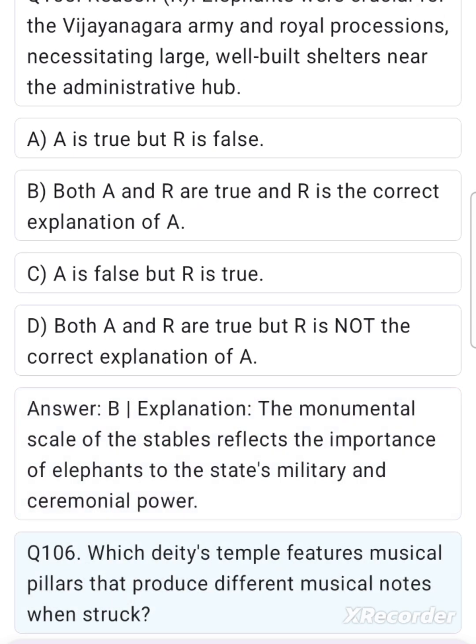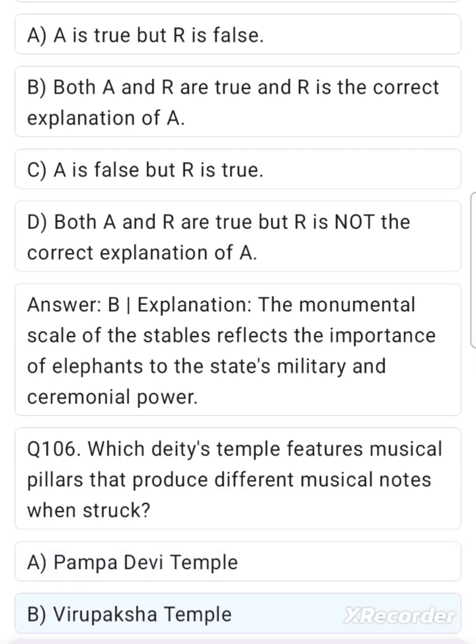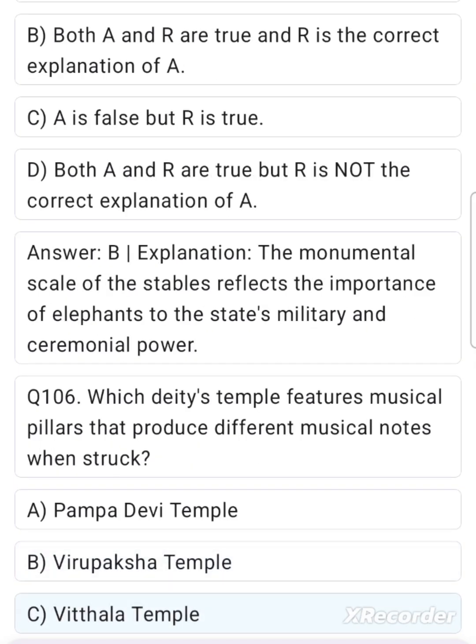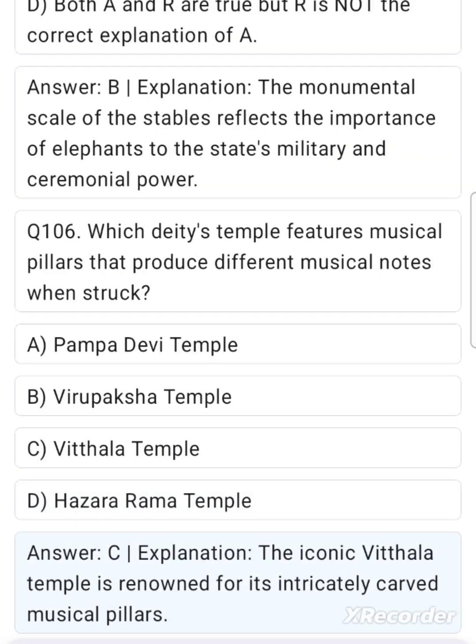Q106. Which deity's temple features musical pillars that produce different musical notes when struck? A. Pampa Devi Temple. B. Virupaksha Temple. C. Vitthala Temple. D. Hazara Rama Temple. Answer. C. Explanation. The iconic Vitthala temple is renowned for its intricately carved musical pillars.